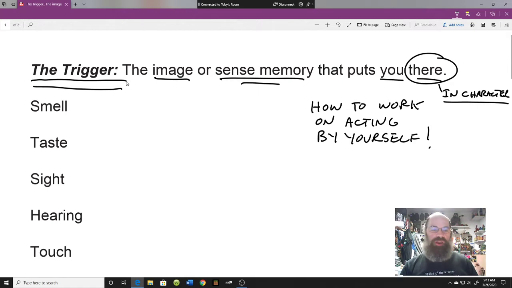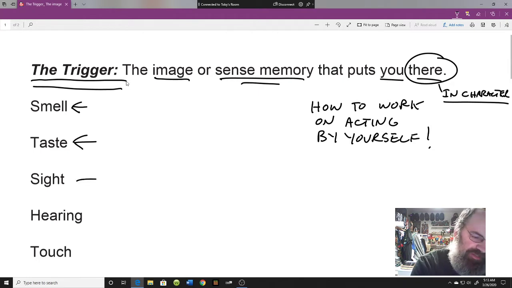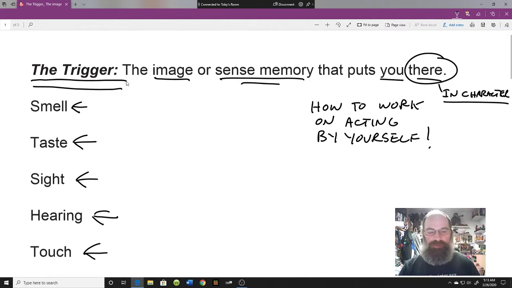So what gets you there? When it comes to sense memory, we remember things in terms of smell, taste, sight, hearing, and touch. Those are the things that trigger our memories. And when preparing a monologue, or even before you're going to go on stage, having this trigger or this idea prepares you to bring something out there on stage.